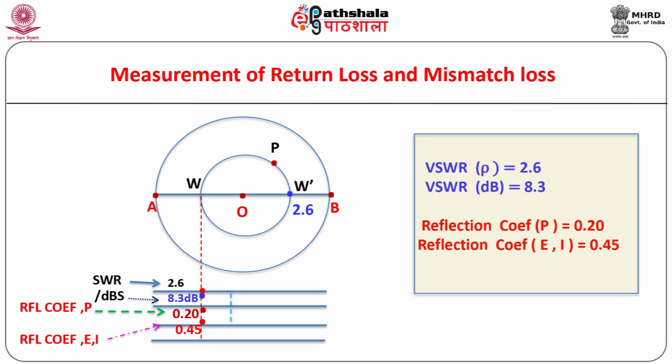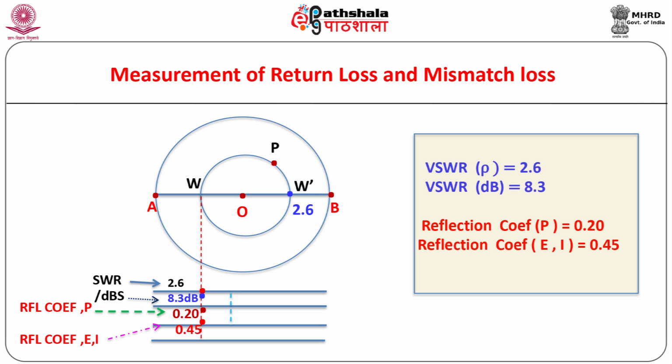The first quantity is VSWR. Its magnitude is 2.6 and it is equal to 8.4 dB. The value will be found on the lower and upper sides of the first horizontal scale meant for VSWR measurement, marked with SWR/dBS. The number at point W dash also represents VSWR.